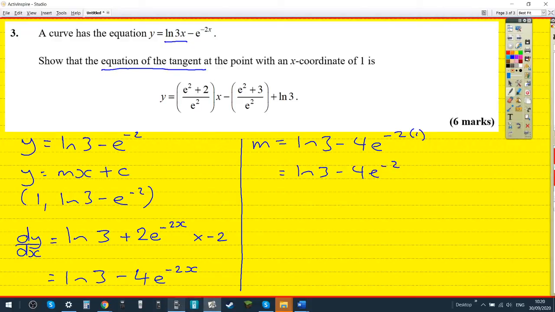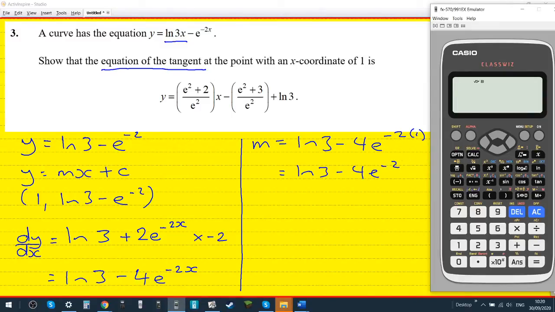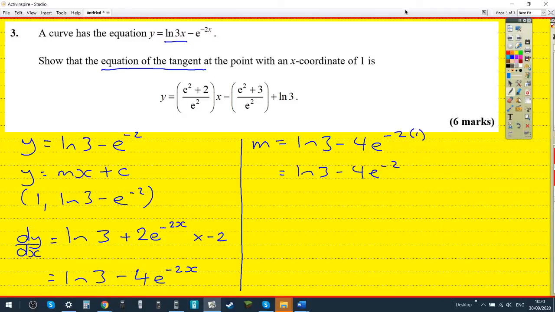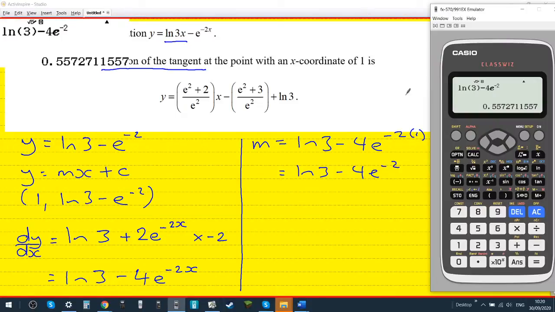Yeah. And so what you can do is check your answer. So ln 3 minus 4e to the minus 2 gets us this value, 557. I just want to shift d by dx. We originally had ln 3x minus e to the minus 2x, and the x value we're subbing in was 1. Syntax error, where did I go wrong? I have to close the bracket. Oops.